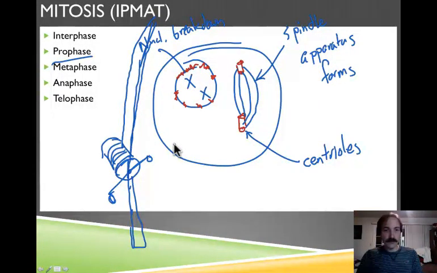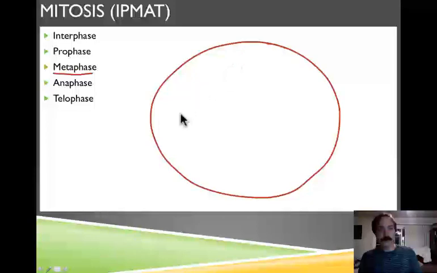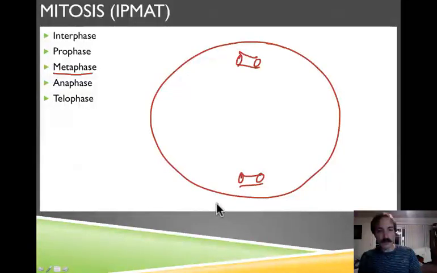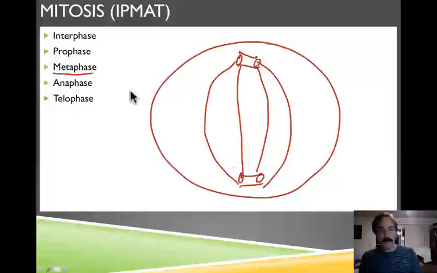Okay, so now let's move on to part 2. We've talked about interphase, talked about prophase, now we're going to talk about metaphase. So with metaphase, you still have your cell, but what has happened is our spindle apparatus has moved so that the two centrioles are on either side of the cell. They're on opposite poles of the cell. Our spindle fibers are running the length of the cell, like so, in between them. And then attached to those spindle fibers are your chromosomes.